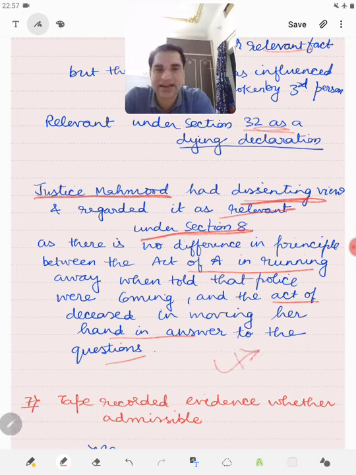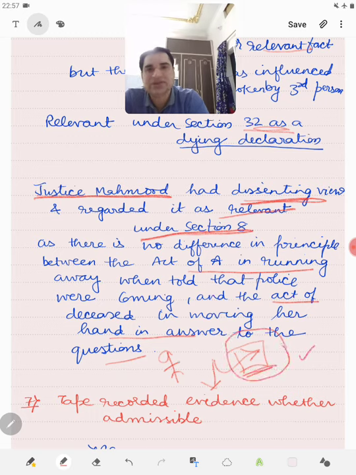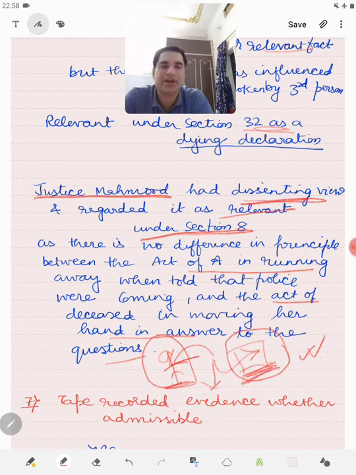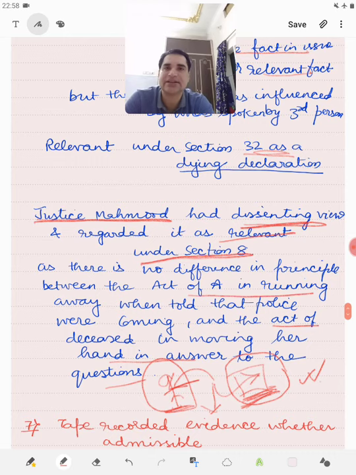Now this is a conduct which is influenced by the statement made by a third person in his presence and hearing, and therefore this conduct is relevant. Similarly, Justice Mehmood said, as this statement has been made by a third person that whether Abdullah has assaulted you, but as the conduct is influenced by this question, therefore it is relevant. However, the majority held that it is not relevant under Section 8 because the conduct is not influenced directly by a fact in issue or relevant fact.